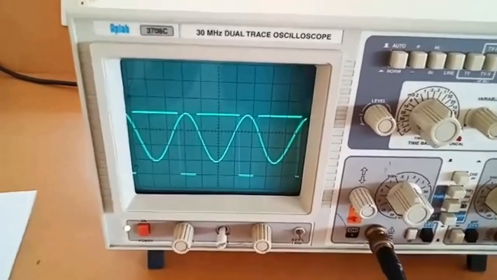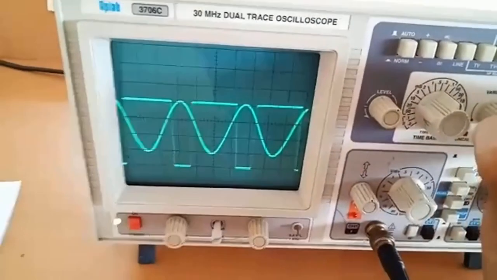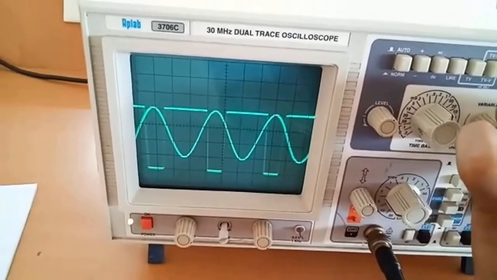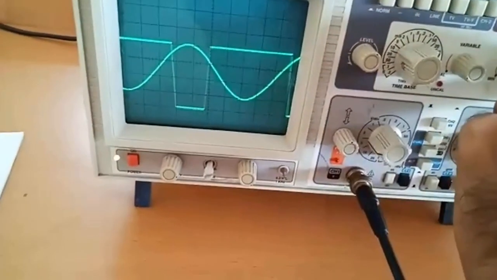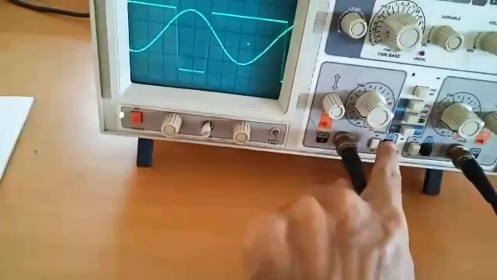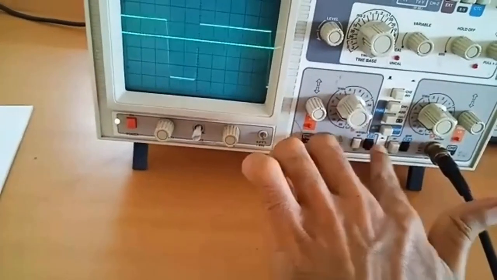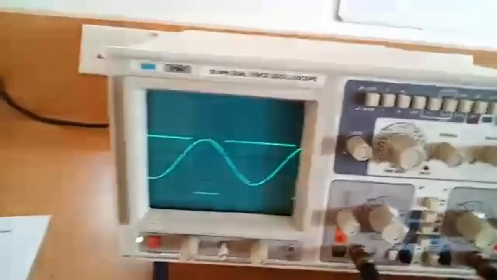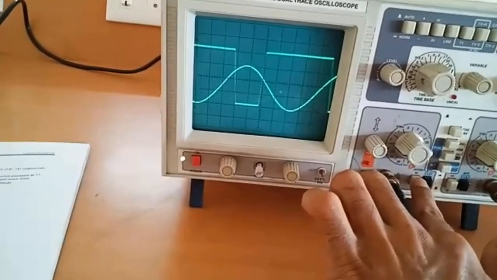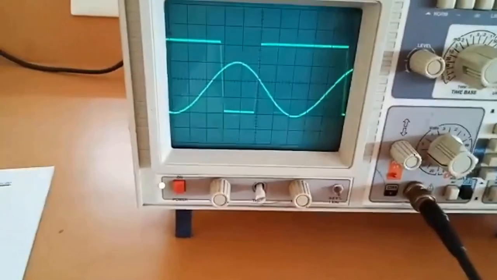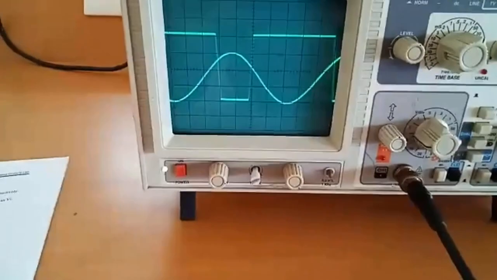So as you can see, the point we have is roughly, I just have to adjust a bit here. Both should be synchronized. Now it is fine. As you can see here, the input is around 0.6, multiplied by 5, that is around 3. So that's what we are getting.